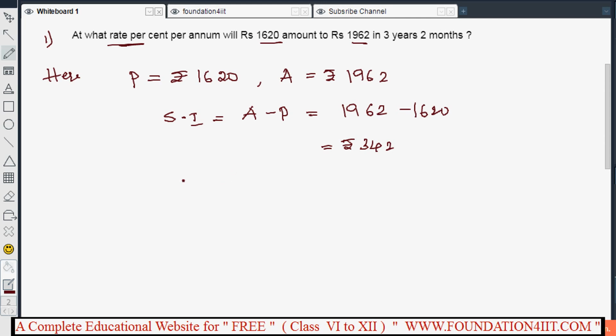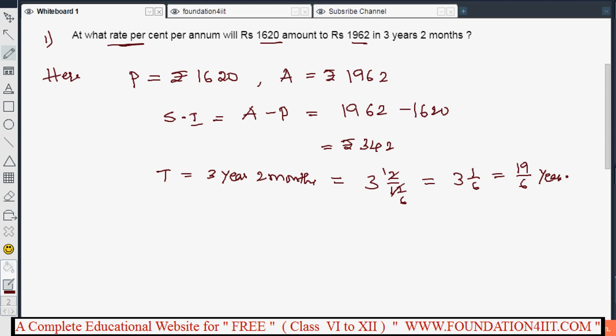Again, time is also given: 3 years and 2 months. So we need to convert everything into years. That is 3 years, and 2 months is 2 by 12. That is 3 and 1 by 6, since we can cancel: 2 ones are 2, 6s are 12. 3 and 1 by 6 years. 6 threes are 18 plus 1, 19 by 6 years in fractions.